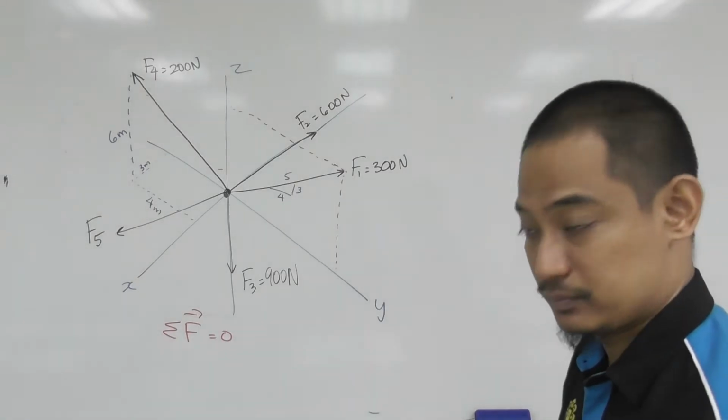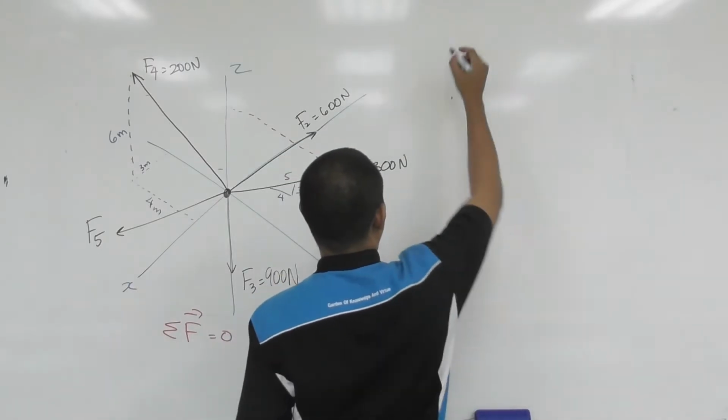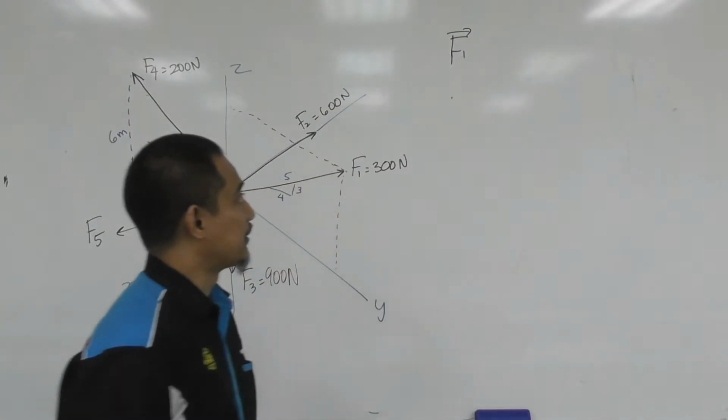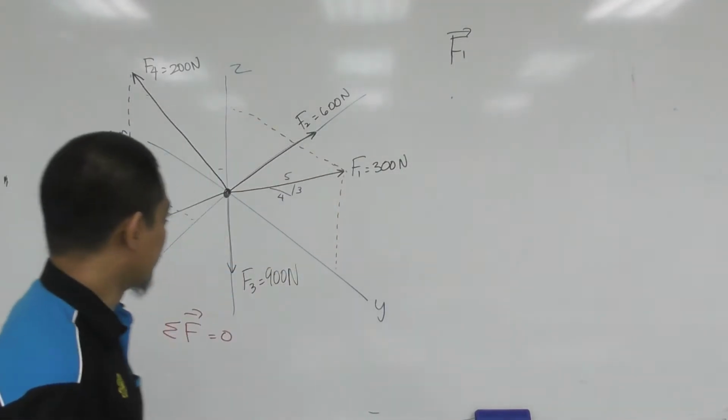So what do you need to do? Right, so let's do one by one. So summation F1 in terms of Cartesian vector form. How to express this one? F1.